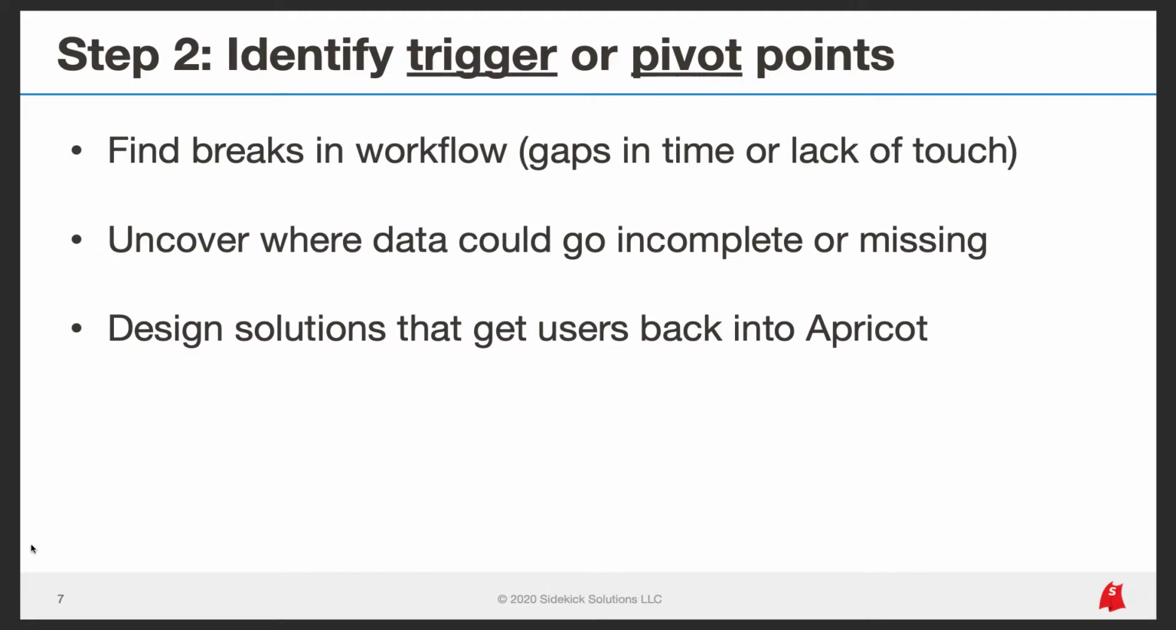Now, step two is to identify the trigger or pivot points in that workflow. Once you have the workflow identified, a trigger or pivot point is a break in the workflow where a user must re-engage at some point to continue the process. This might be something like a 30-day break between follow-ups or waiting for a client's status to shift before completing a new service. These trigger or pivot points are areas where we want to prompt users to stay on track. These are the points where we need to build tools in Apricot to make it more of a productivity application.